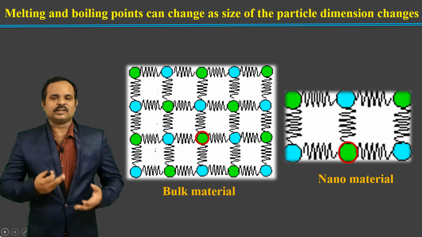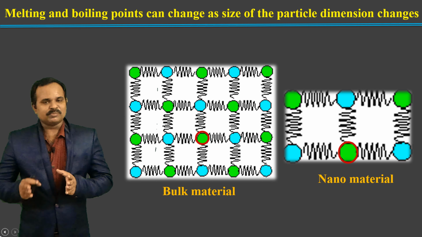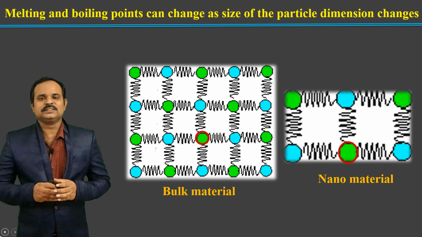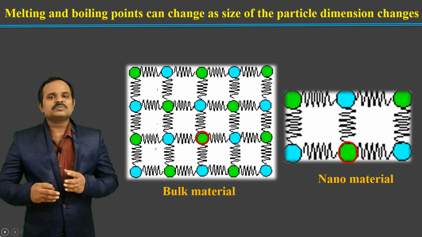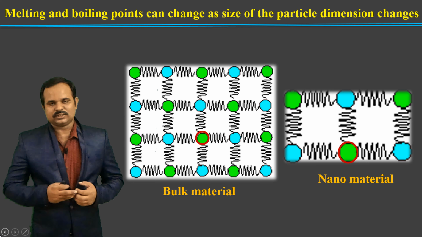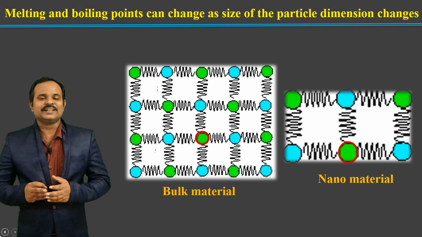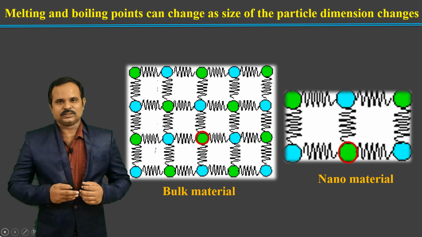Then only the atom can be removed. Whereas in the case of nanomaterial, you can see nanomaterial means very less number of atoms are there because you have cut it to very small pieces. So the number of atoms itself is very less. So all the atoms will not have a similar bonding, similar number of bonds compared to the bulk material. So the amount of energy required to break the same molecule in the case of nano is very less compared to in the case of bulk material.